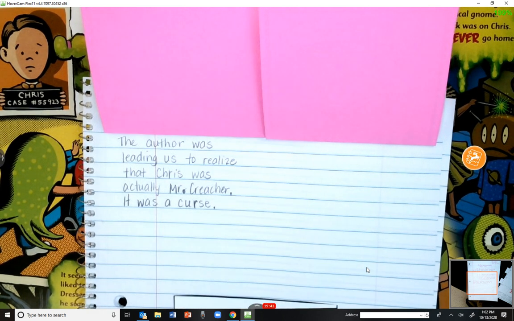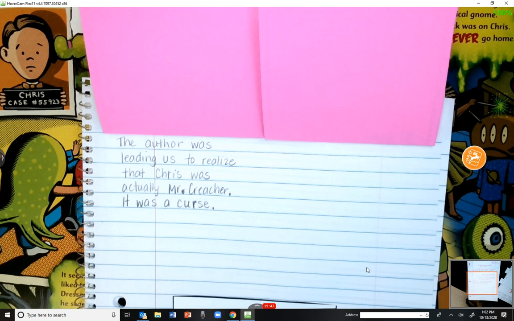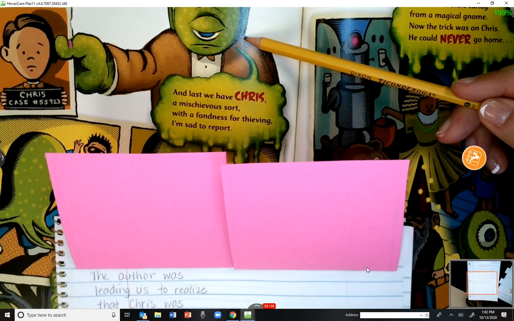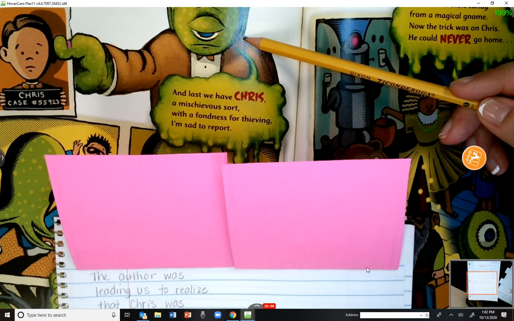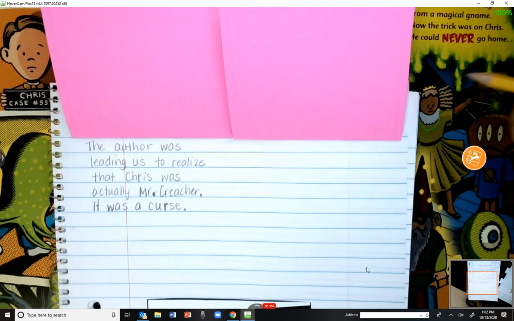Okay. And we don't have to write how because we just talked about it. We know how he was foreshadowing because of the pictures of the boy in the costume, the gnome with the magic around it, the expression on Mr. Creature's face. He looks sad. C-U-R-S-E, curse.